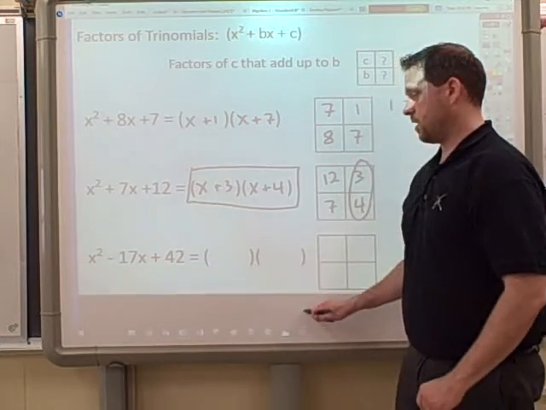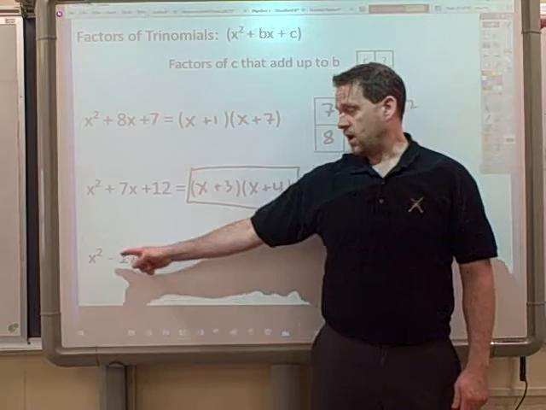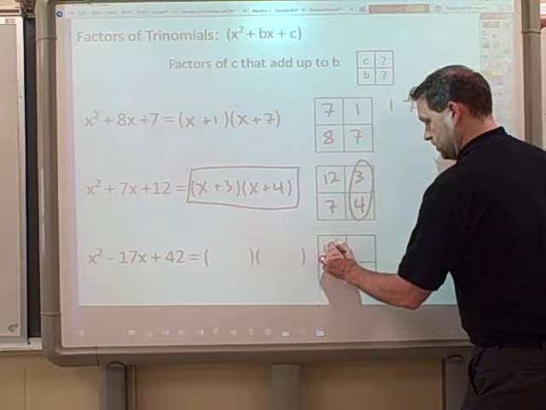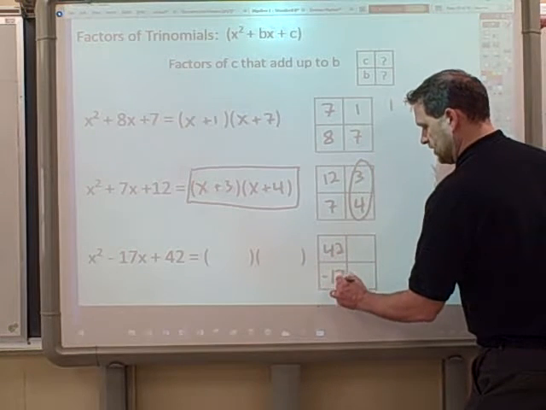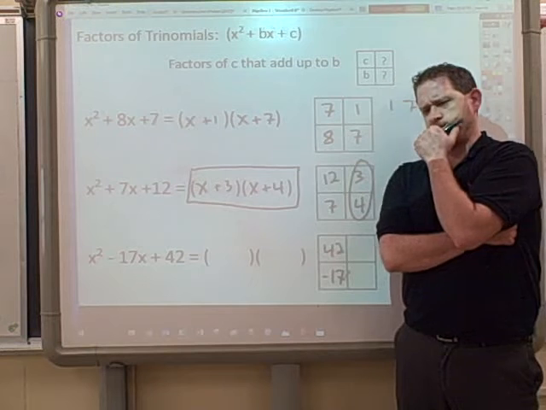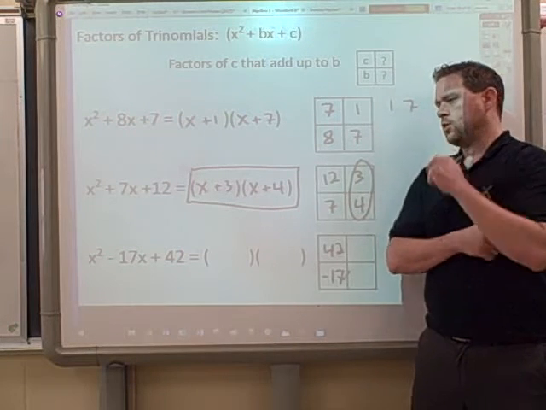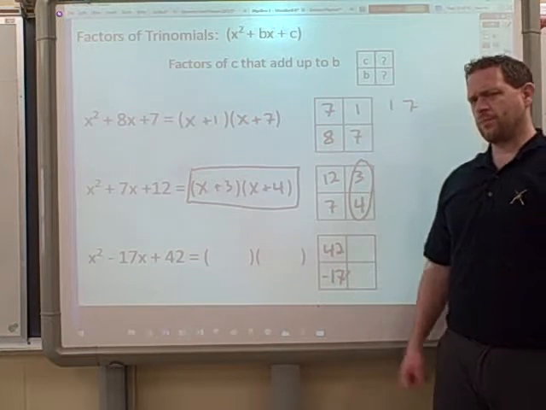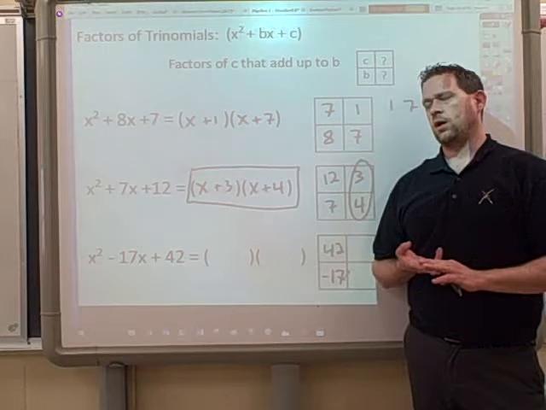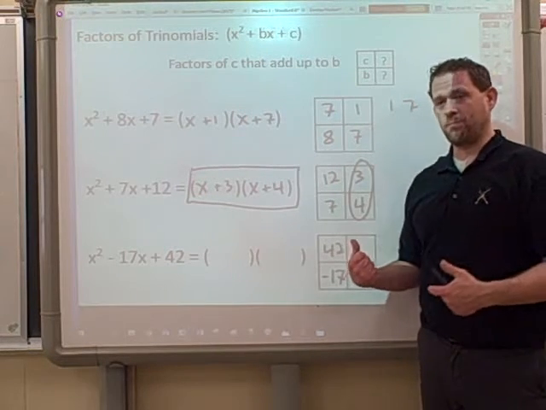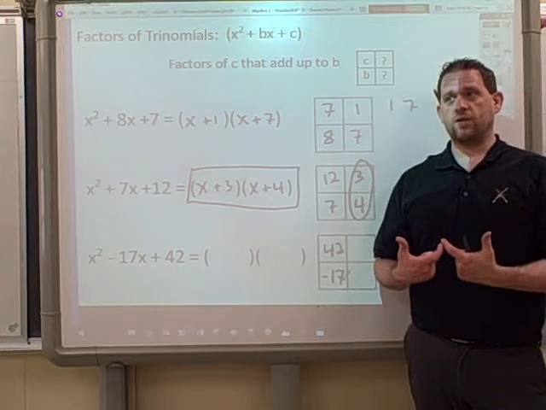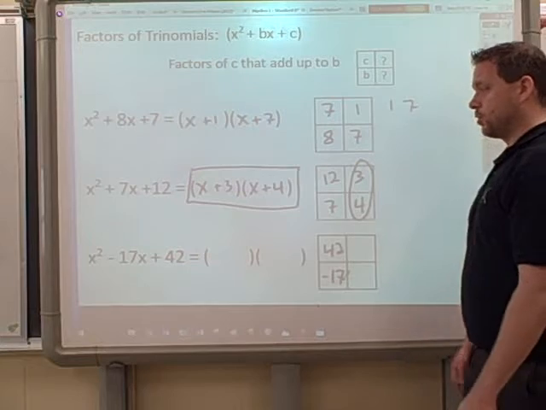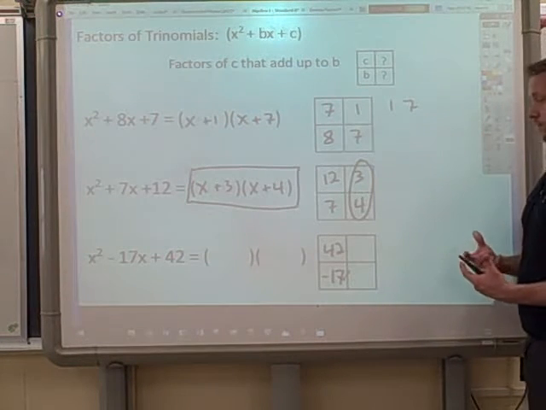One more, and it's a step up. Not everything's positive here. X squared minus 17x plus 42. Fill out the box. 42 is C. Negative 17 is B. Okay, so I need factors that multiply together to give me a positive number. When I add them, they give me a negative number. The only way to make that possible is if they're both negative, right? Negative times a negative is a positive, but when I add those, they stay negative. So I'm looking for factors that are both negative.